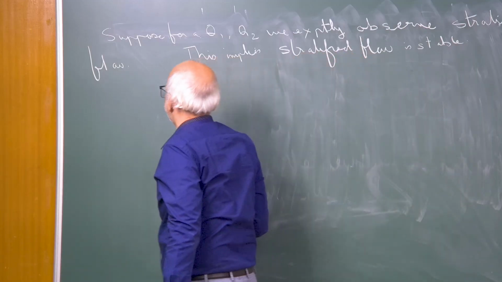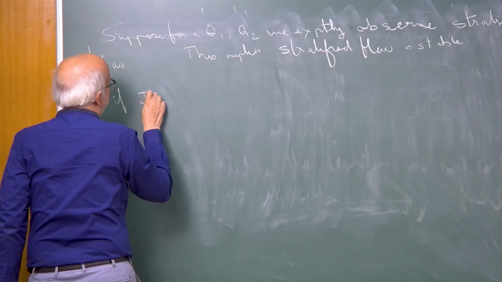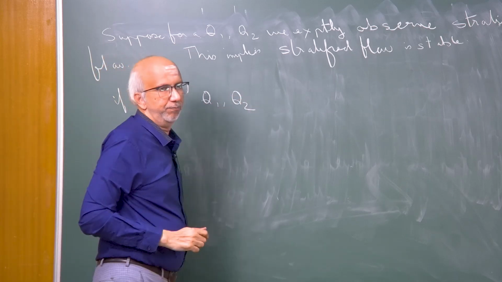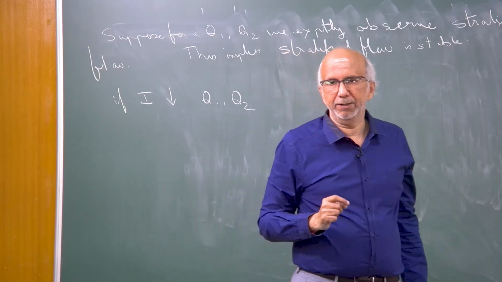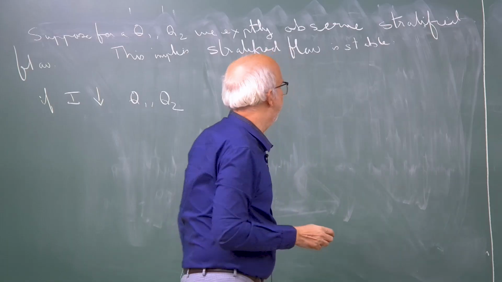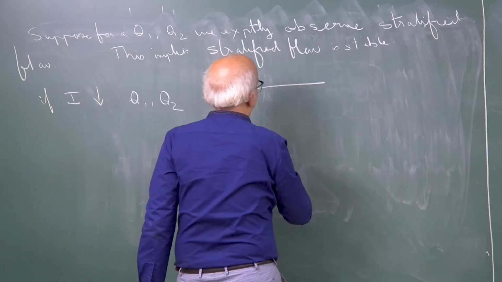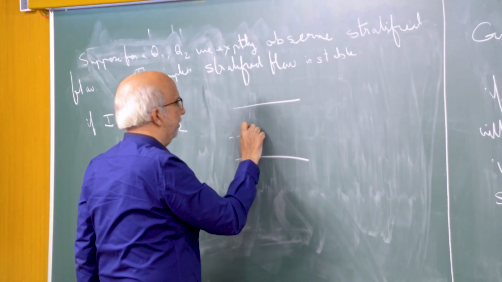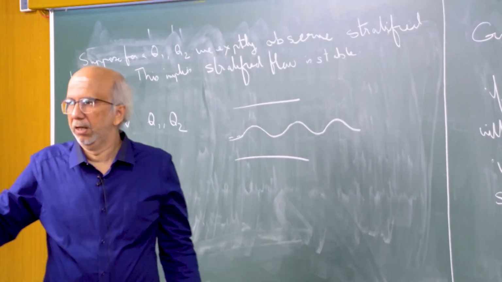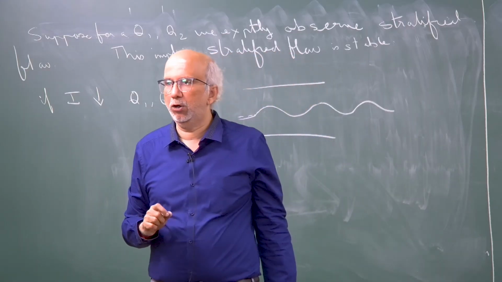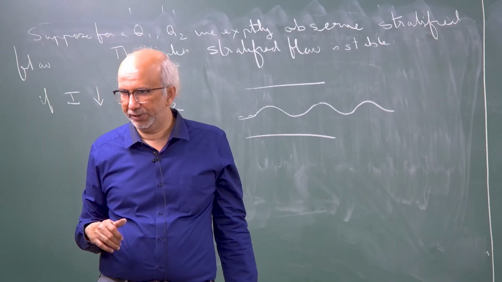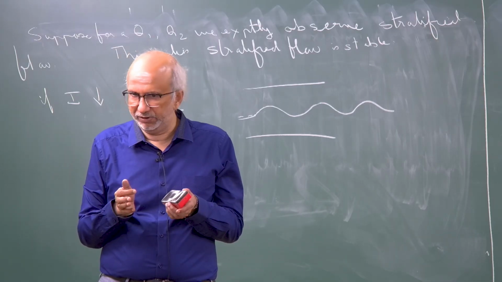Now, if I decrease Q1 and Q2, okay, I may or may not get a stratified flow, but one possibility that can happen is this interface, because of the disturbances, will get deformed. You will see some kind of a wave along the interface, okay. I have decreased the two flow rates for one particular Q1 and Q2. I was getting stratified flow. Now I decreased it.